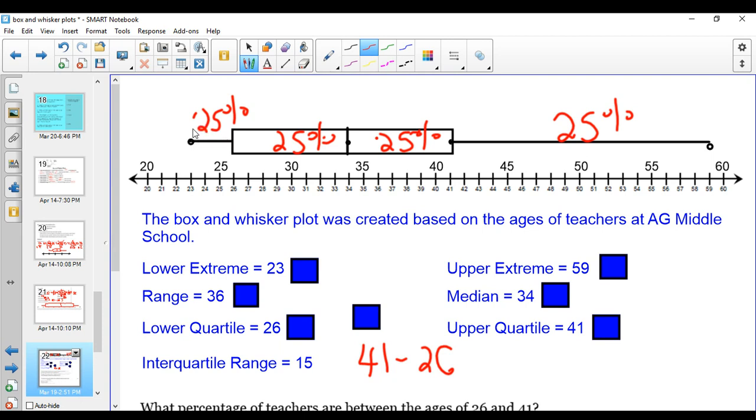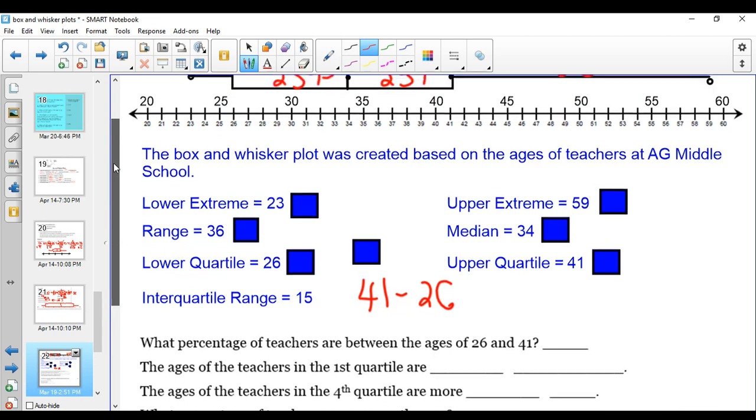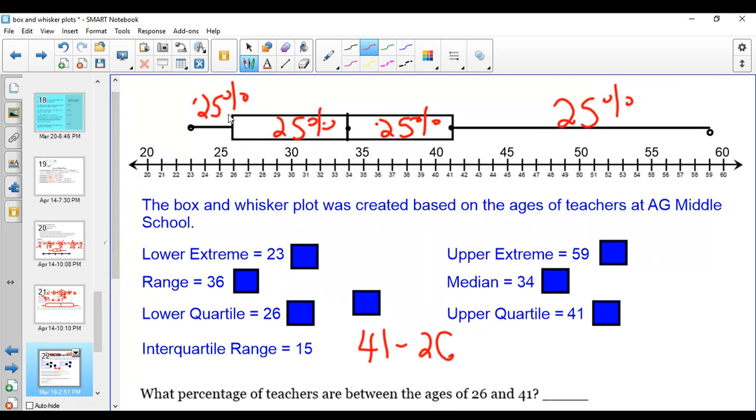So even though the sizes of those quartiles are so different in this particular data set, it still means that 25% of the teachers were between 23 and 26. 25% of the teachers were between the ages 26 and 34. So let's go back to the question now. What percentage of teachers are between 26 and 41? Well, here's 26, here's 41. So I have two quartiles in that section, each of which are 25%. So 25 plus 25 gives us 50%.